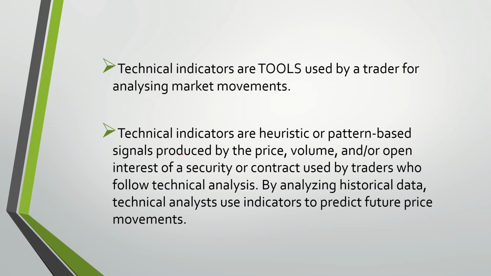So technical indicators are historical pattern based signals produced by using price. The first thing is price, then they can analyze volumes, and they can analyze open interest too, and they can use the total traded quantity, the volume. By analyzing historical data, technical analysts use indicators to predict future price movements.